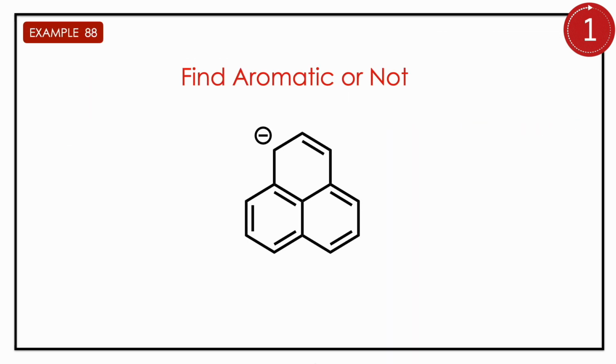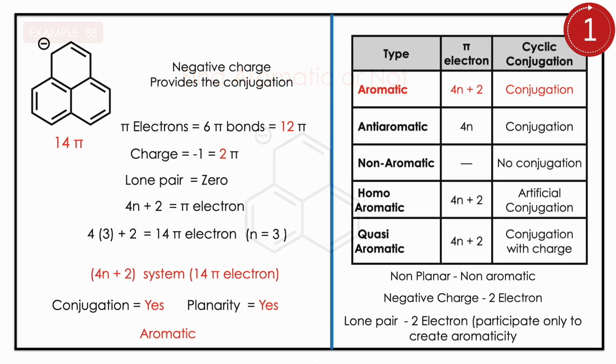Then the next example, you have a fused system which is 3 six-member rings fused together, and an anion. You should find whether the given compound is aromatic or not. Here you have a cyclic system. Negative charge is there. The negative charge can support the conjugation and delocalization. So if you count the pi bonds, totally 6 pi bonds which gives 12 electrons, and you have a negative charge which can give 2 pi electrons.